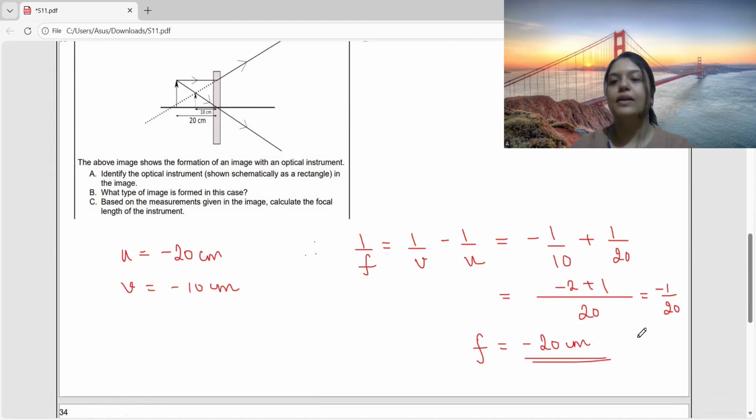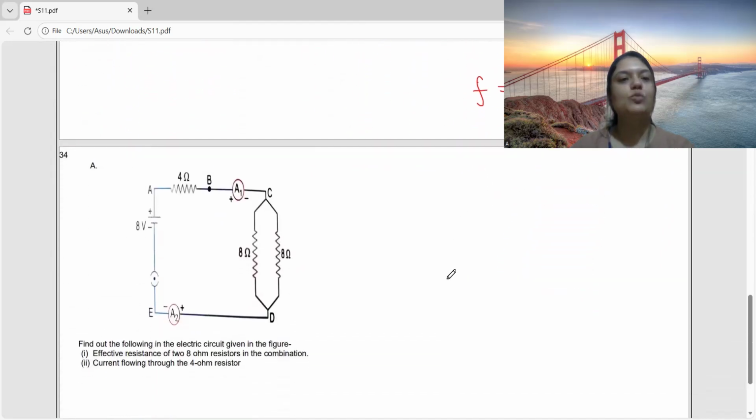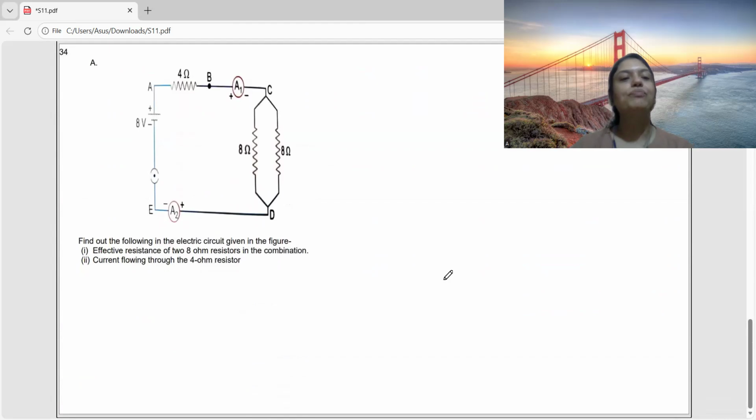Okay, I hope you understood this question. Next one is question number 34. This is the circuit given. Find out the following in the circuit given in the figure. Effective resistance of two 8-ohm resistors. So these two. So they're asking for these two.